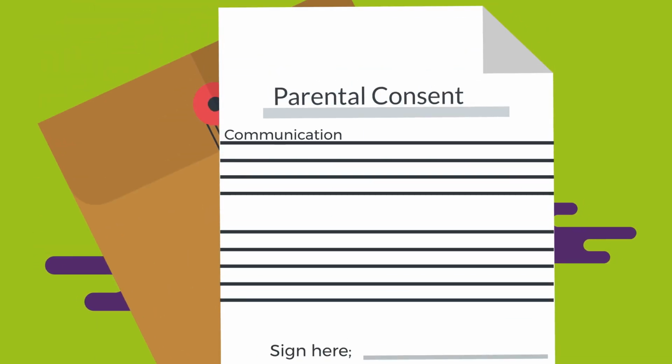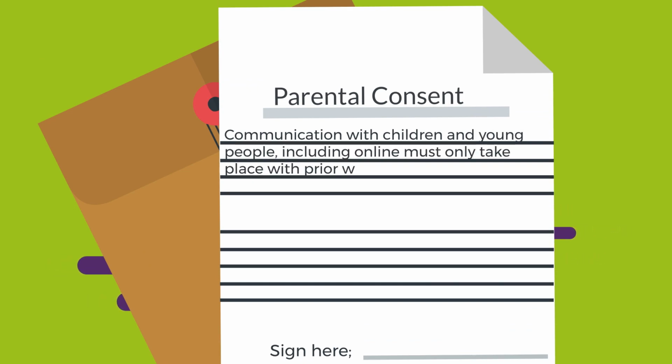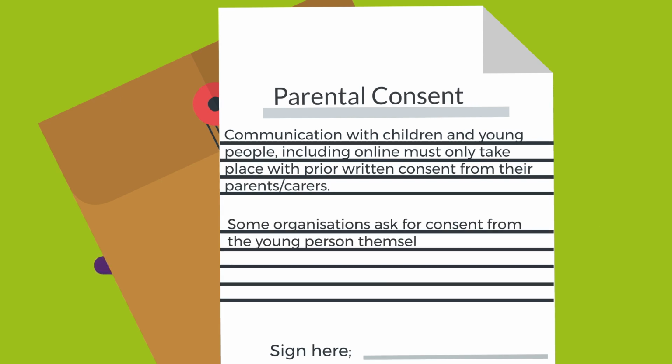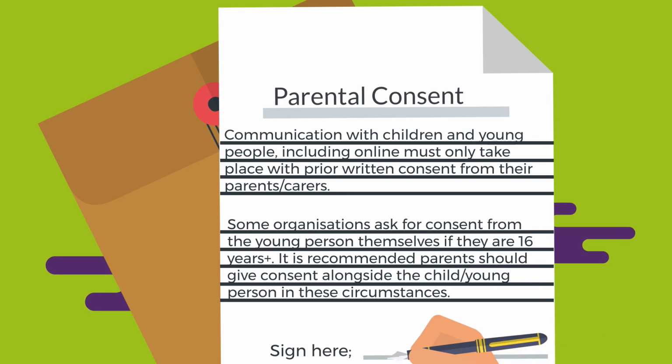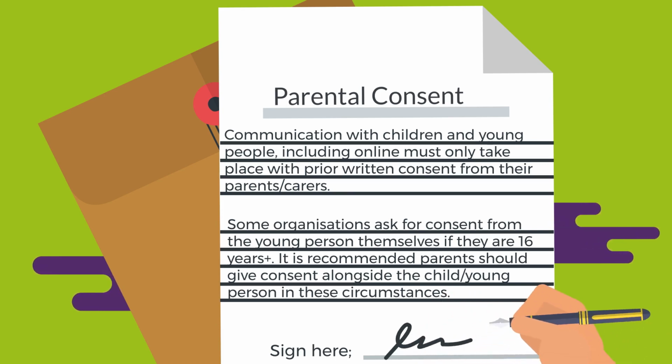Obtain parental consent. Communication with children and young people, including online, must only take place with prior written consent from their parents or carers. Some organisations ask for consent from the young person themselves if they are 16 years or over. It is recommended parents should give consent alongside the child or young person in these circumstances.